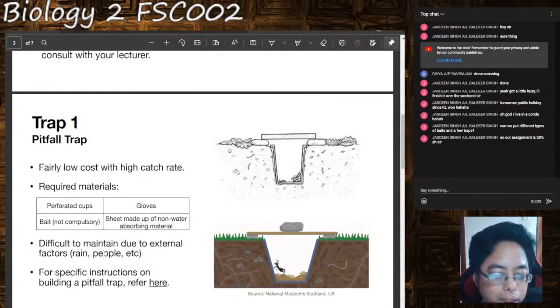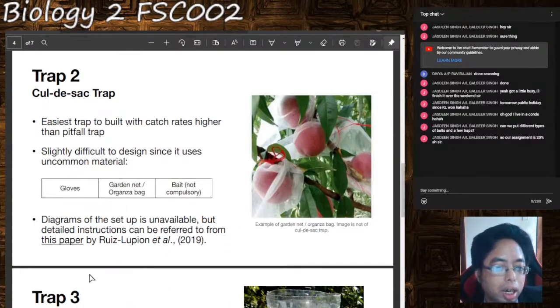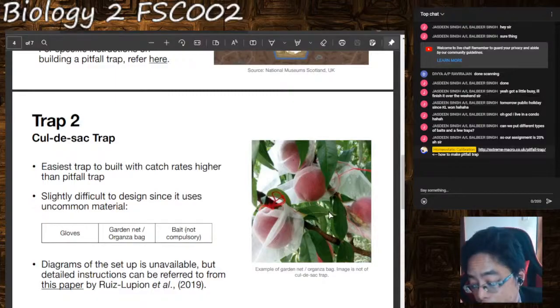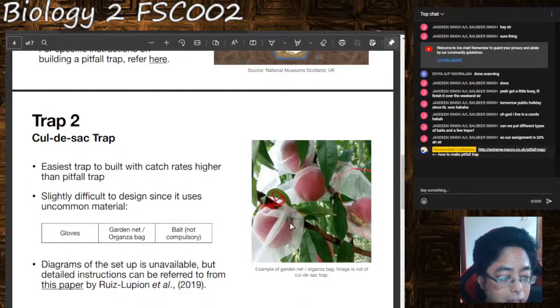Okay, next is trap number 2. This one is called the sack. This one is a little bit simpler. You just need an organza bag, and then you put it around a bait. This one you have gloves, garden net, and bait, and what will happen is that a lot of pollinators or any animals that want to eat the fruit will go inside this net, the organza bag, and then they will be trapped inside. Okay, the instruction is here.